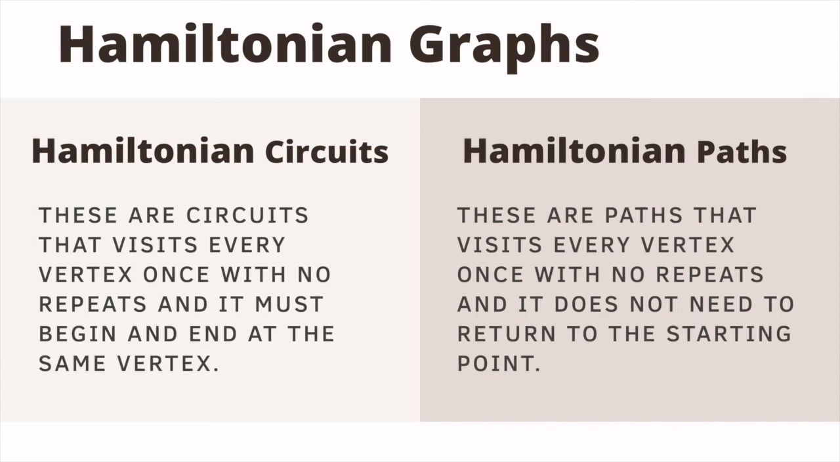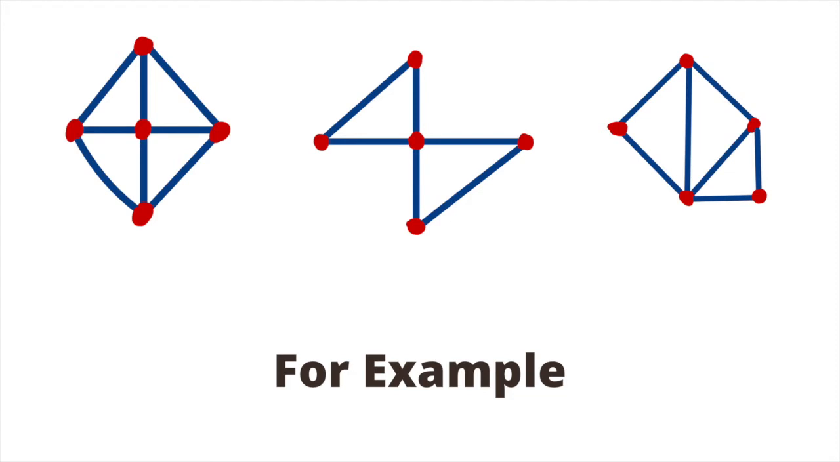In the first graph on the left, we can see that when we start at any point, it was able to visit every vertex once without repeating any of the vertices. Additionally, it ended at the starting point.